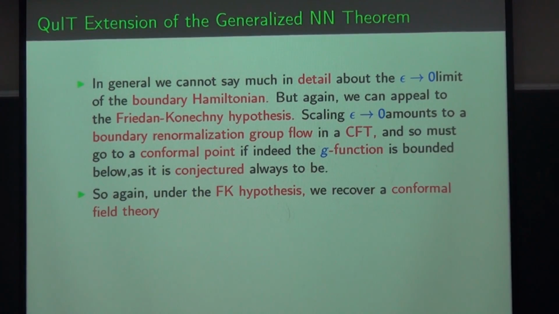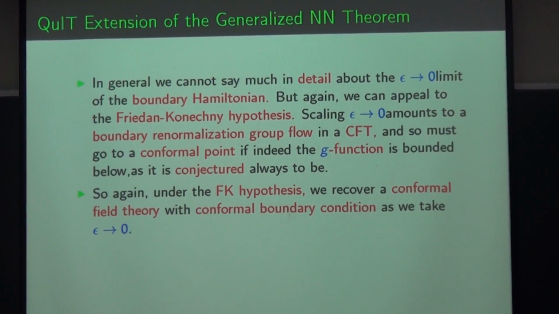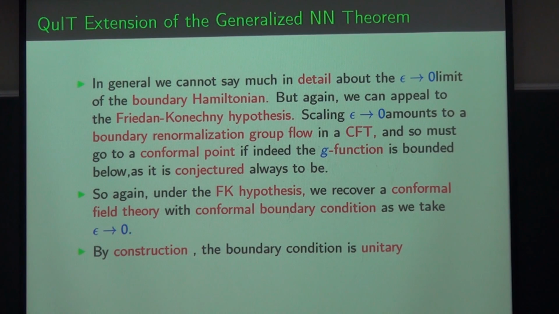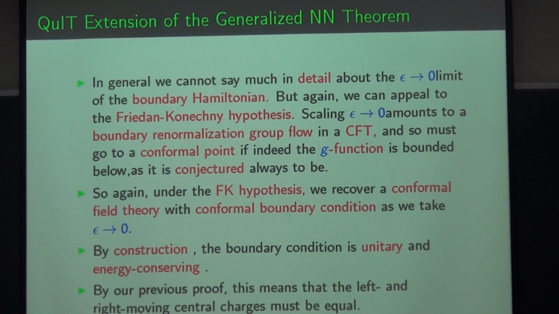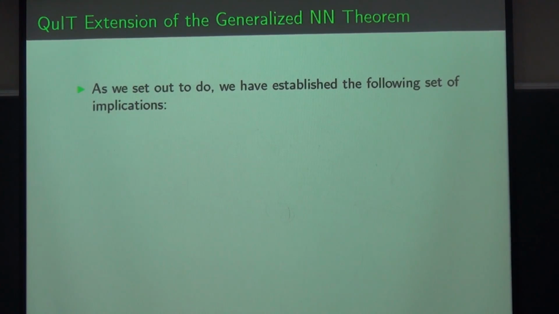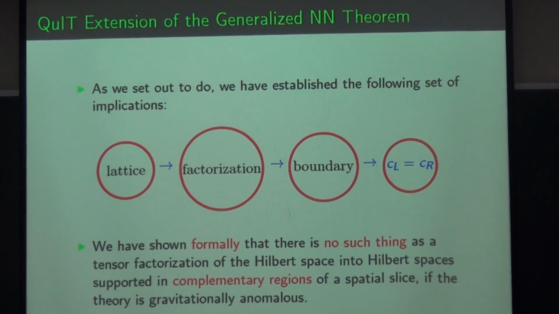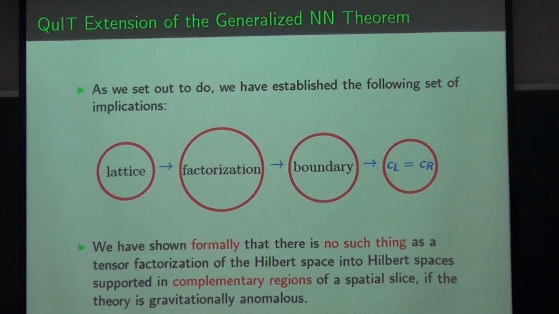So again, under that hypothesis, we recover a conformal field theory with a conformal boundary condition as we take epsilon to 0. And by construction, the boundary condition is unitary and energy conserving. So by our previous proof, this means the left and right moving central charges must be equal. Now, as we set out to do, we've established the following set of implications. We've established that lattice regulator implies a tensor factorization, implies a boundary, implies C left equals C right.